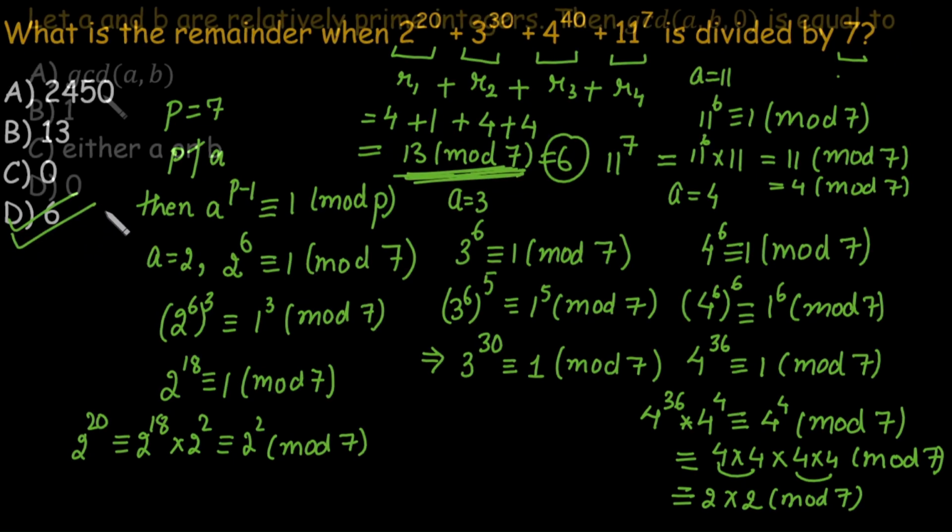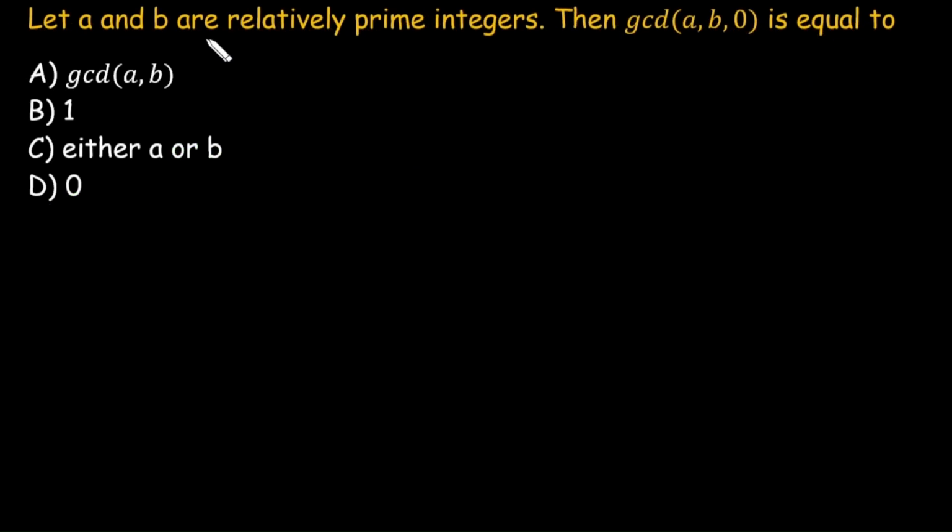Next is, if A and B are relatively prime numbers. Now whatever the data is given to you, directly write the result corresponding to that. Because we know that if the numbers are relatively prime integers, their GCD is 1. GCD means greatest common divisor is 1. Then what is the GCD of these three numbers?